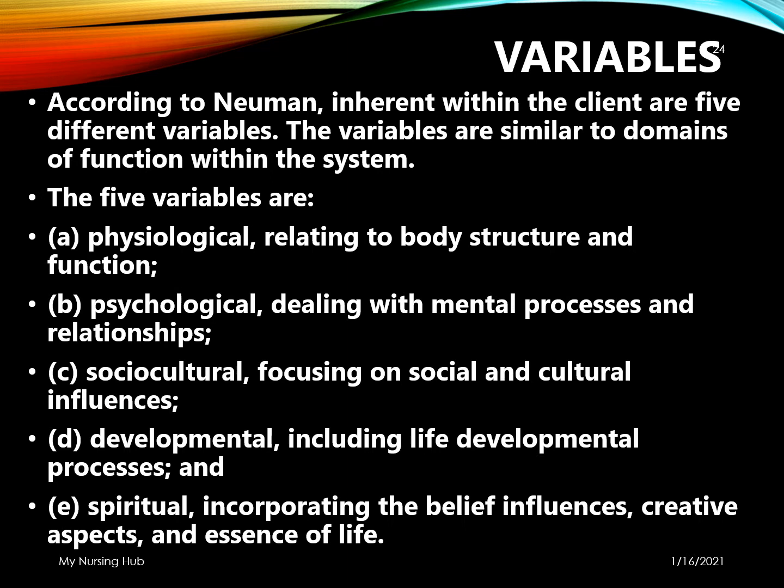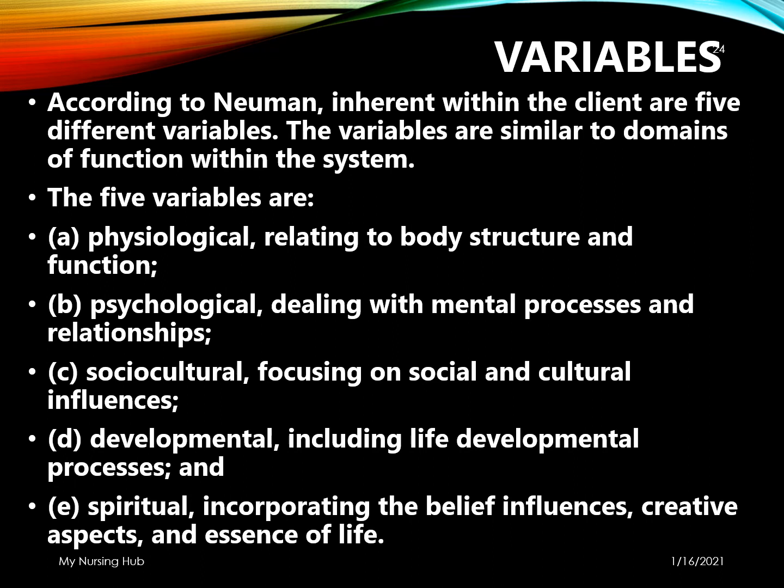So the next concept in Neuman's system model is variables. According to Neuman, inherent within the client are 5 different variables. So each person has 5 different variables. These variables are similar to the domains of functions within the system. So let's see which are those 5 variables.